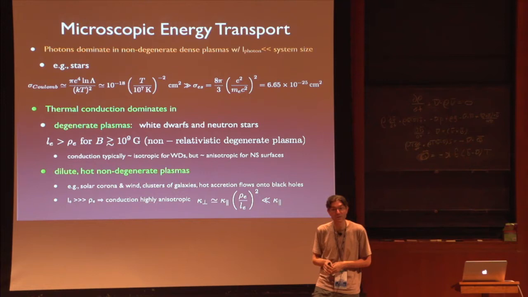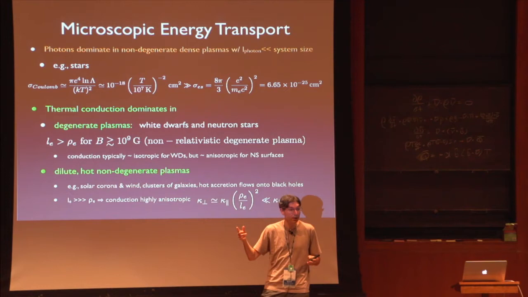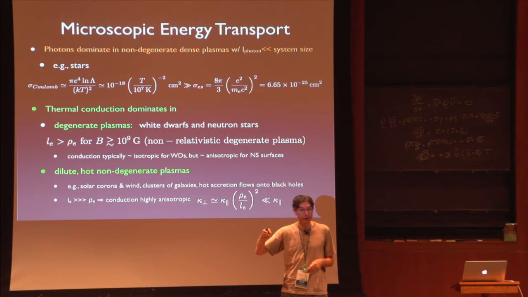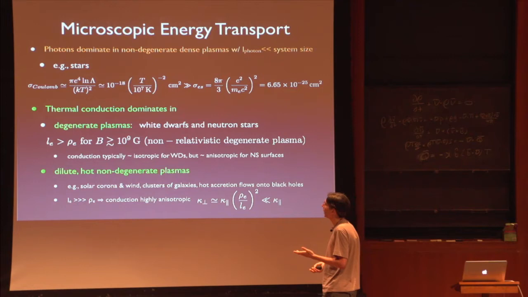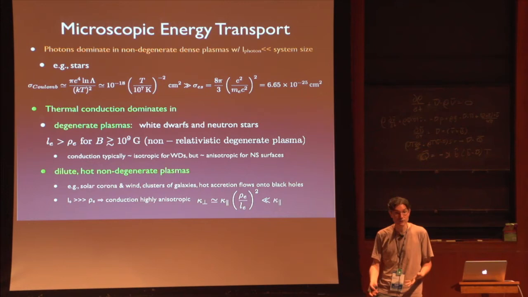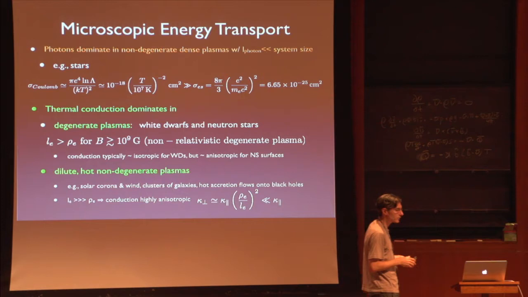So what that means is typically in white dwarfs, thermal conduction is still pretty isotropic. It doesn't care about direction, and that's because we're in the regime where the mean free path is smaller than the Larmor radius. By contrast, a typical neutron star has a 10^12 Gauss magnetic field. So near the surface of a typical neutron star, the electron mean free path is larger than the Larmor radius, so conduction is, again, very anisotropic. Heat gets transported along magnetic field lines much more efficiently than it gets transported across magnetic field lines.